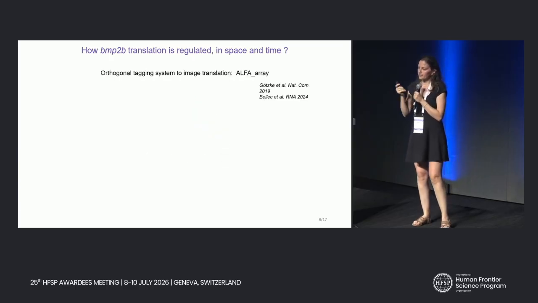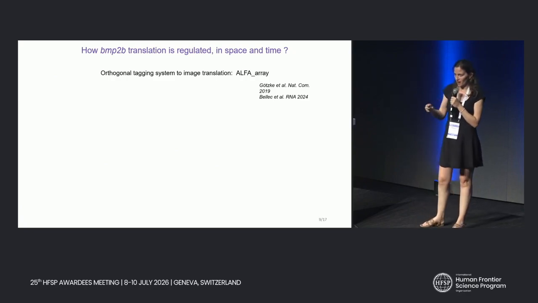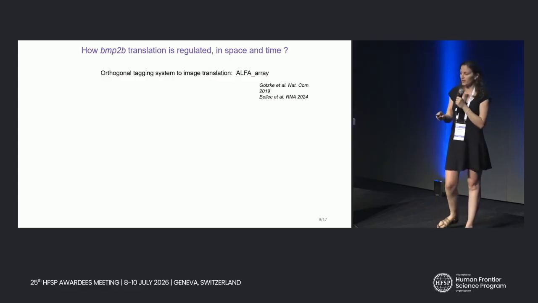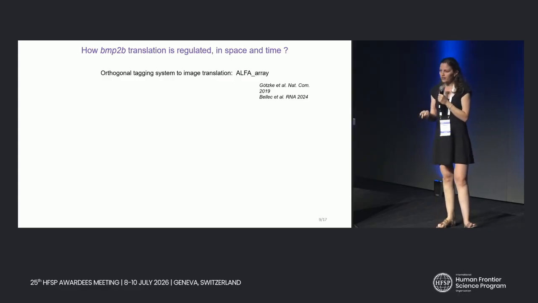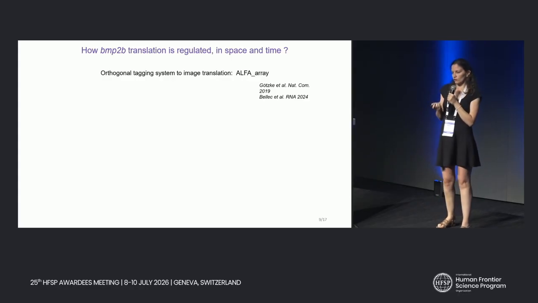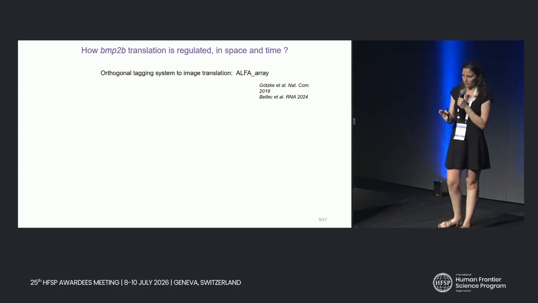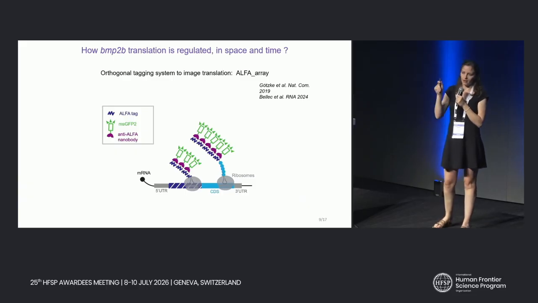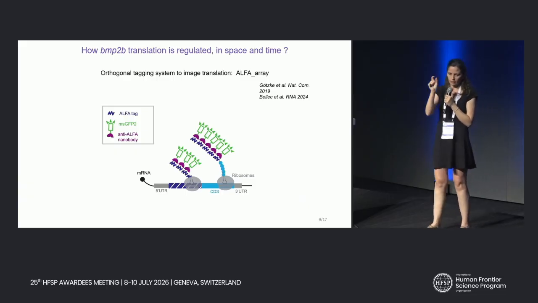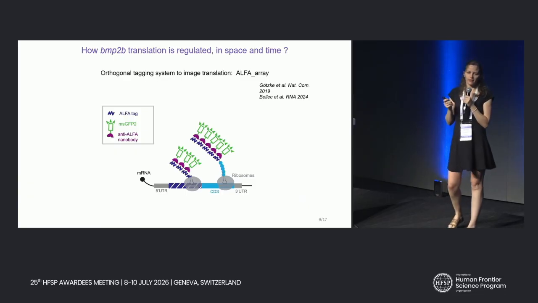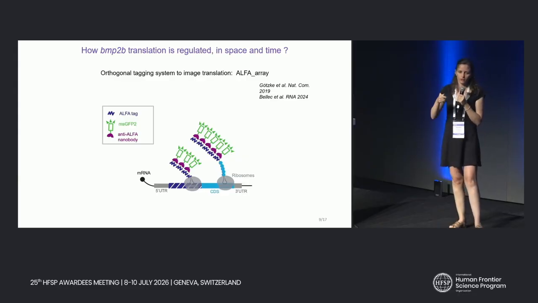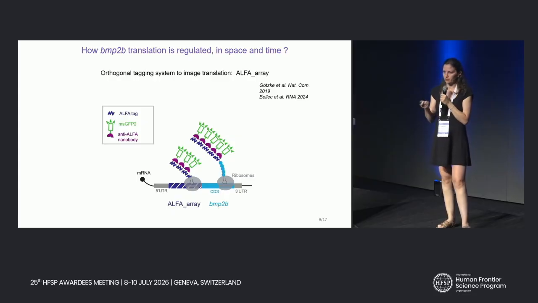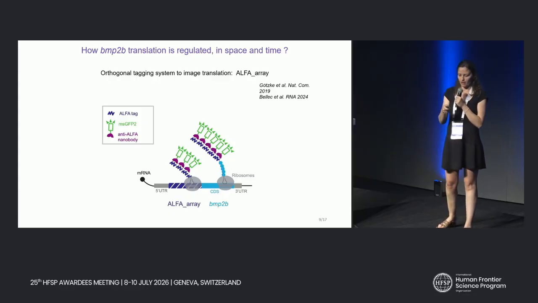Actually, this SunTag system didn't work in our hands in zebrafish. That's why we turned to an orthogonal tagging system, which is called the alpha array. It's the exact same principle as the SunTag, but this time it's called the alpha tag. We multimerize it, put repeats in the gene of interest, and then it is recognized by a nanobody fused to a GFP. In our case, we tagged BMP2B with the alpha tag.